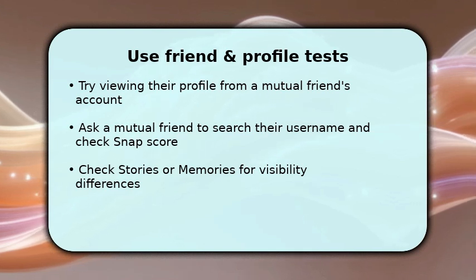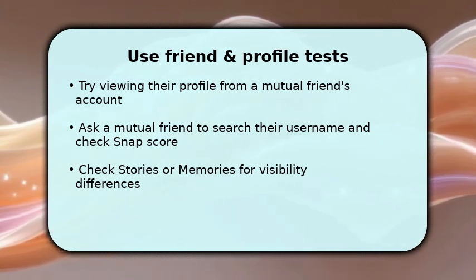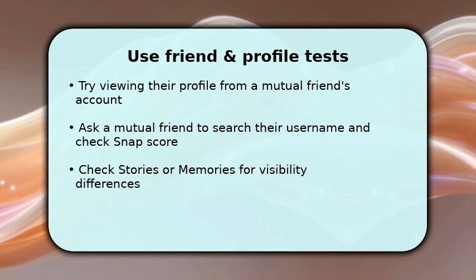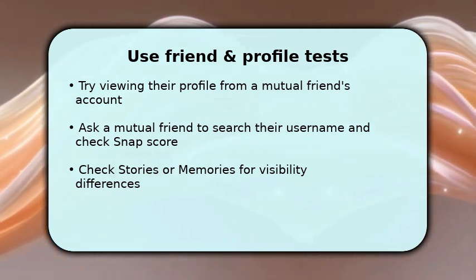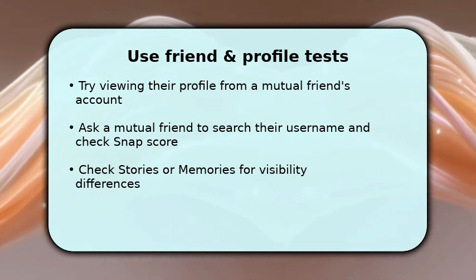You can also try viewing recent group chats where both are members. Absence from those also signals blocking. Once your friend confirms visibility while you cannot, you've got strong evidence that you were blocked.